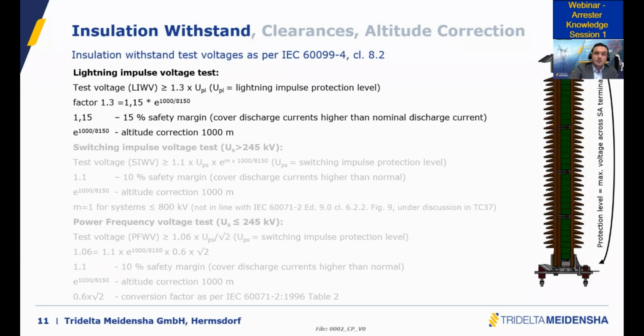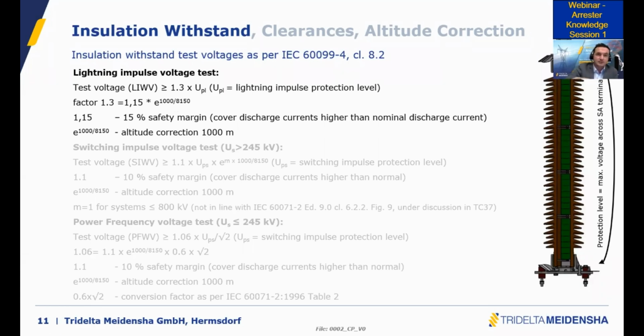The calculation is quite simple. So you can see here the test voltage for lightning impulse withstand levels. The test voltage should be equal or higher than, actually in that case, 1.3 times the residual voltage at nominal discharge current. The factor 1.3 is coming from a standard altitude of 1,000 meters. And we will come to the altitude afterwards.